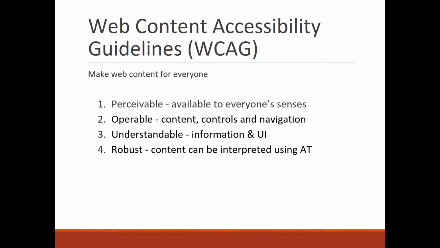Robust. So digital content needs to be robust. So the content needs to be able to be interpreted using assistive technologies such as screen readers, text-to-speech engines, and screen magnification tools. So the content has to be accessible.